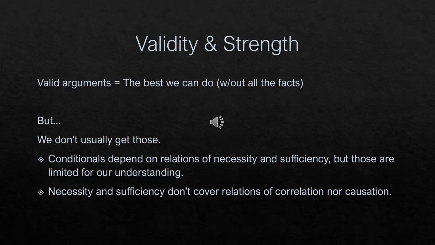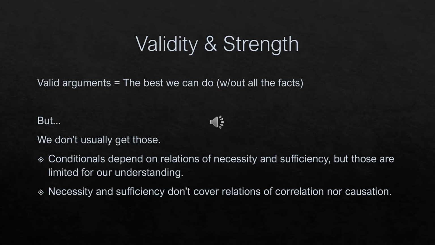You can give premises, hope that those premises are true, and you can set the argument up in such a way that the conclusion is going to be guaranteed if the premises are true. But we usually don't have all the facts, or at least we're not certain of all the facts, right? And we usually don't get the right kinds of premises for all of the arguments that we want to make.